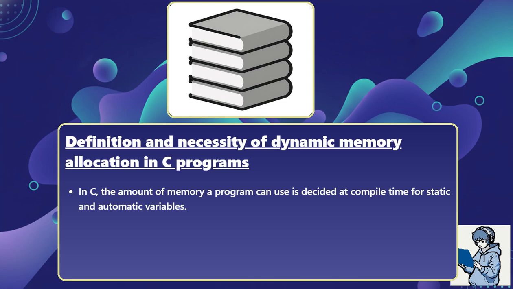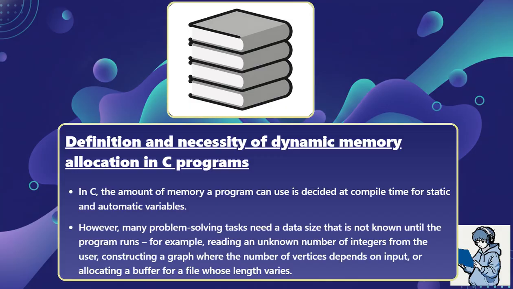In C, the amount of memory a program can use is decided at compile time for static and automatic variables. However, many problem-solving tasks need a data size that is not known until the program runs. For example, reading an unknown number of integers from the user, constructing a graph where the number of vertices depends on input, or allocating a buffer for a file whose length varies.